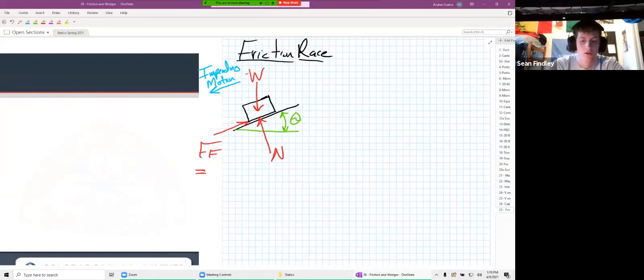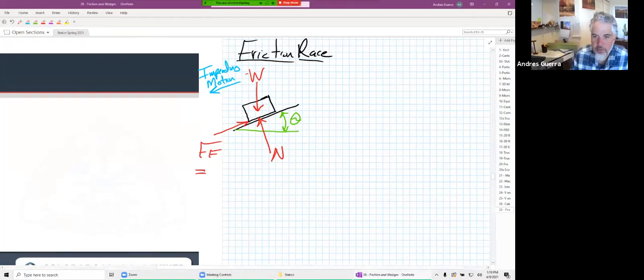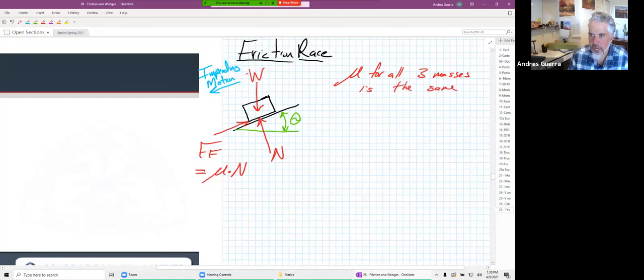And also, Ben, thank you for that response. Yeah, force times mu, right? Like coefficient of friction. Yeah, absolutely, right? So mu times N, the normal force right there. Well, mu for all three masses is the same. And so mu is really a material property.